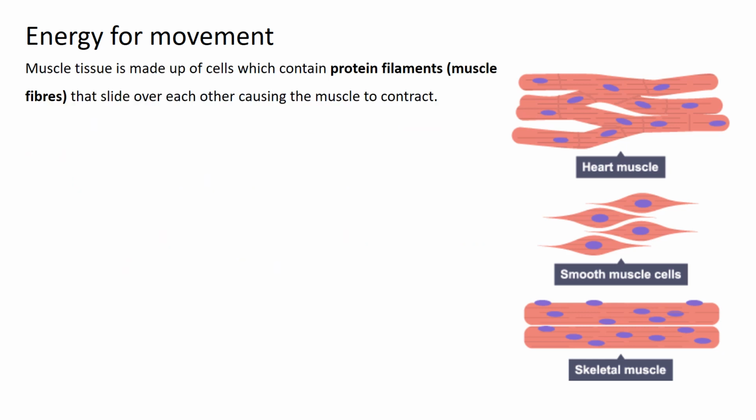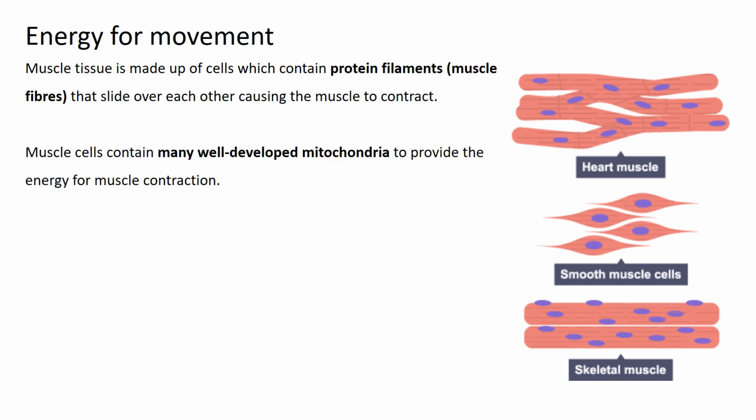So, muscle tissue is made up of cells that contain protein filaments that can slide over each other, causing the muscle to contract. Muscle cells contain many well-developed mitochondria. The more mitochondria there are, the more energy they can release, and therefore the more contraction that can occur.